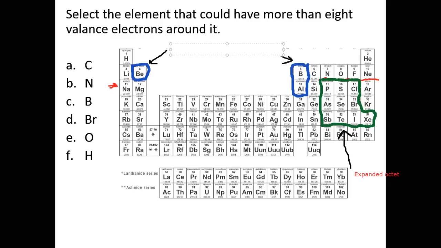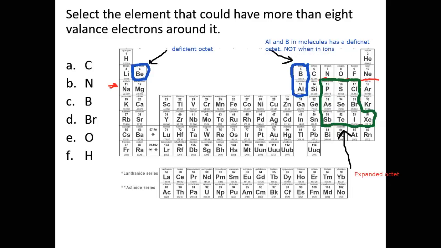So this can have a deficient octet. And aluminum and boron in molecules have a deficient octet, not when in ions.